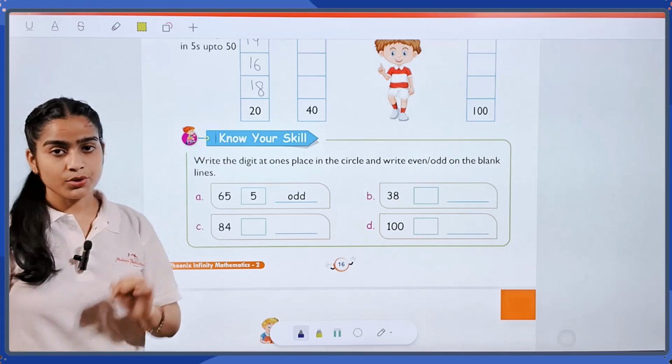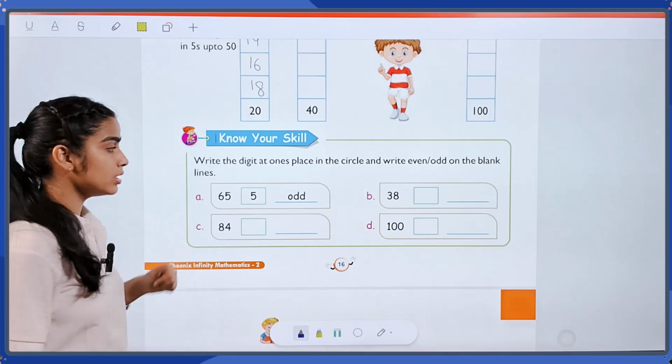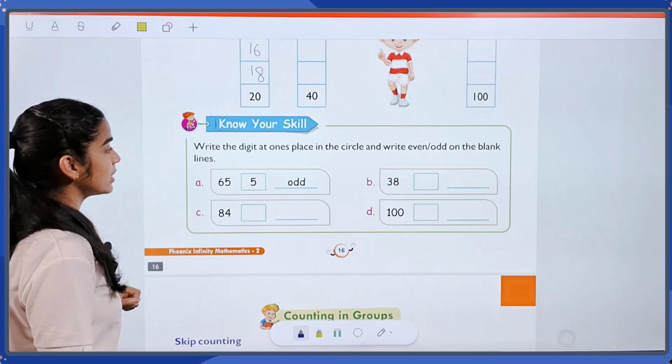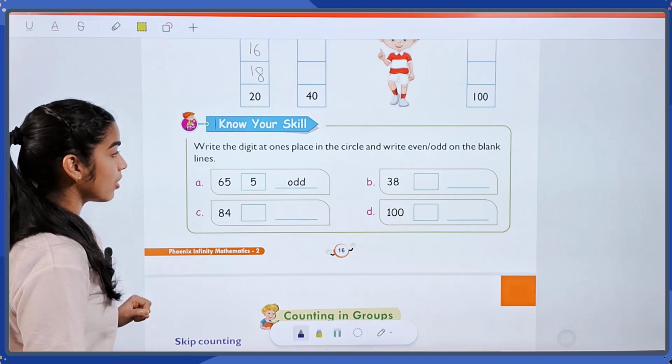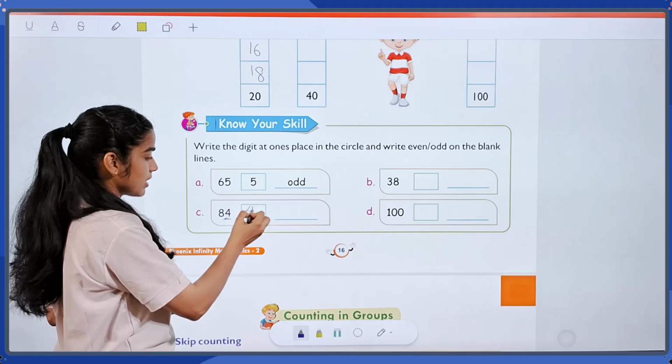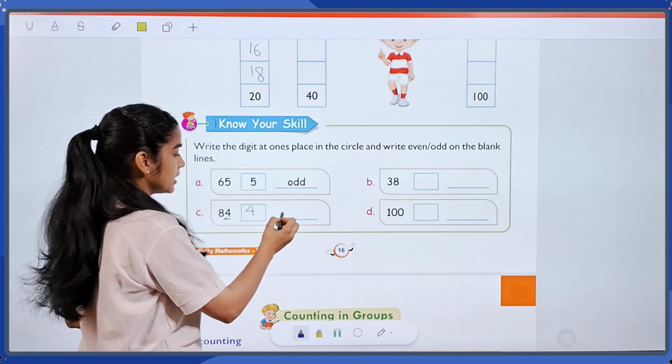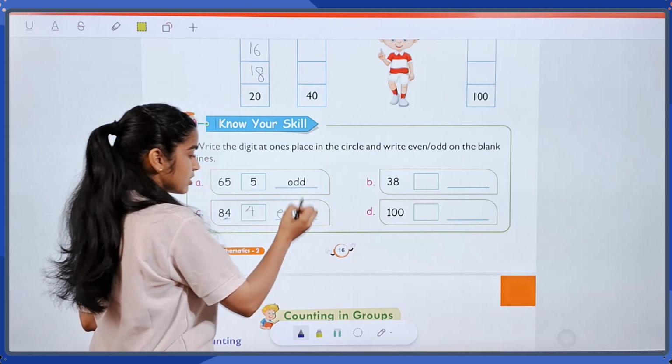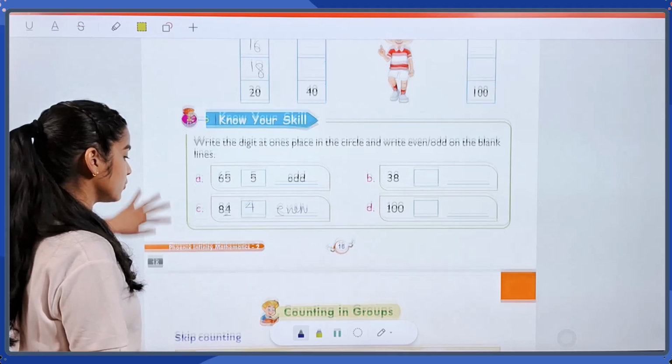Now you have to know your skill, how much you have learned till now. So write the digit at one's place in the circle and write even and odd in the blank lines. So this is 4. The last digit is the ones place, and 4 is an even number. In such a way you have to solve the rest of the two questions.